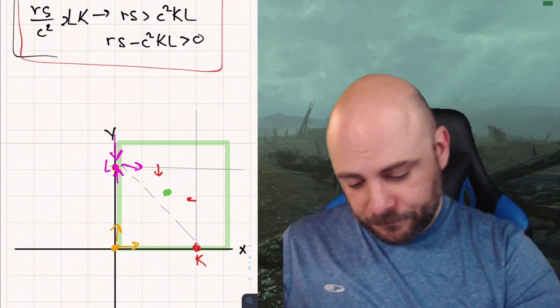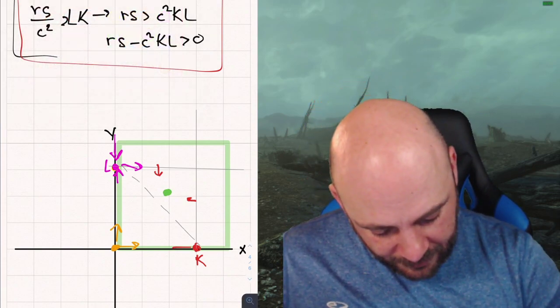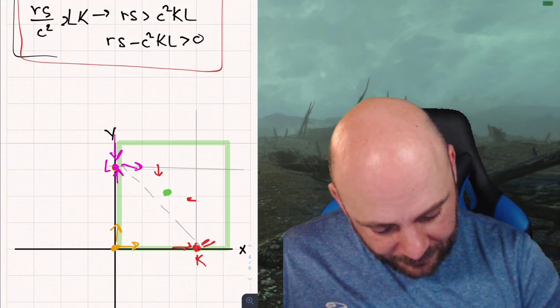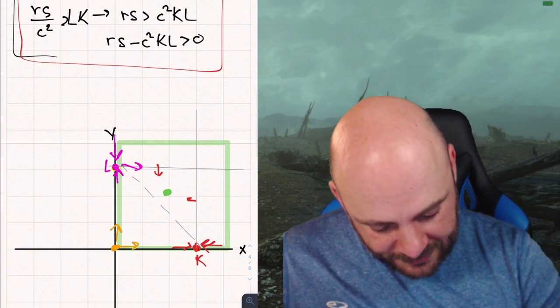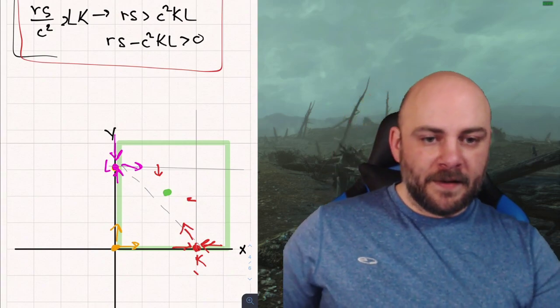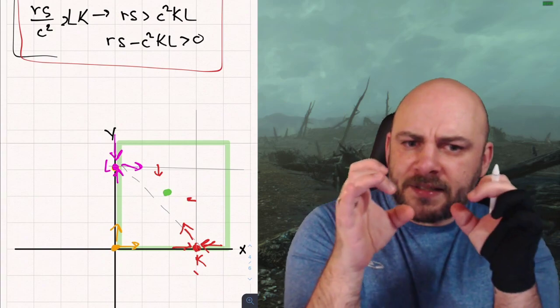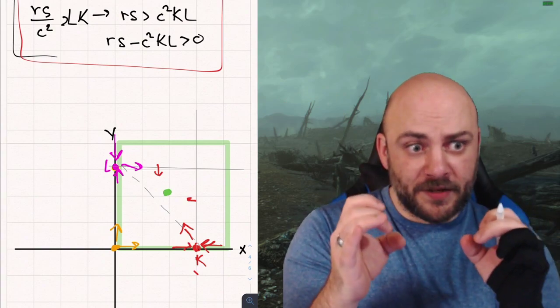So far, so good. By the exact same argument, I know that K, this fixed point right here, is also a saddle. That it's attracting and repelling. So you see I've drawn the little vignettes of linear analysis around each of these.